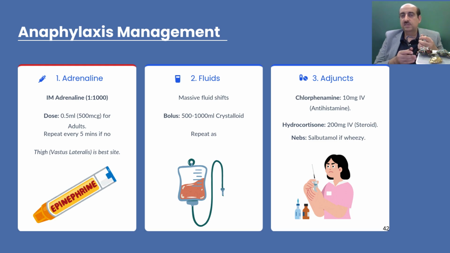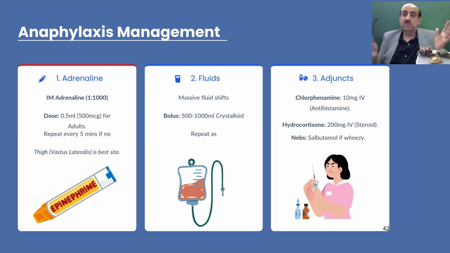Adrenaline is a very important exam question. Adrenaline, or epinephrine, has to be in 1 in 1000 concentration, half a milligram or 0.5 ml, the same thing. For adults, it's given in the biggest muscle, usually the thigh muscle, and it can be repeated every 5 minutes if there is no response.